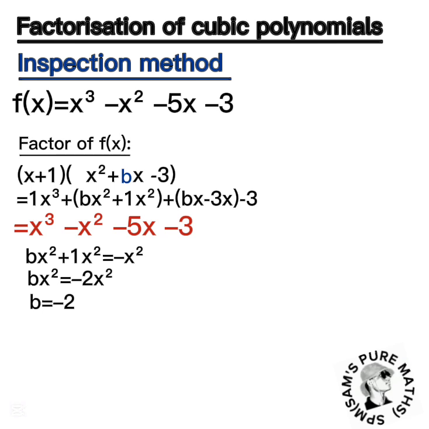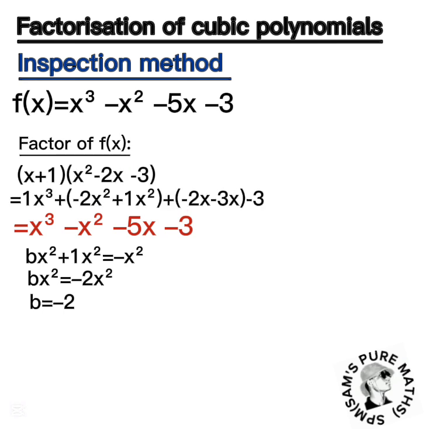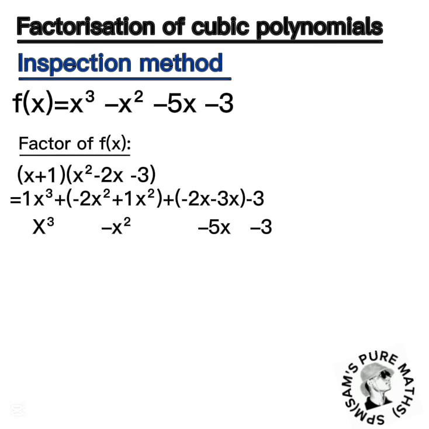Since we found that b is equal to negative 2, let's go back to our cubic polynomial to replace it with negative 2. Right now I want us to be sure and verify whatever we solved. Let's verify. 1x cubed is the same as x cubed. Negative 2x squared plus 1x squared is the same as negative x squared. Negative 2x minus 3x is the same as negative 5x. Negative 3 is the same as negative 3. You can see this is the same as f of x. That's how we factorize with the inspection method. Thank you.